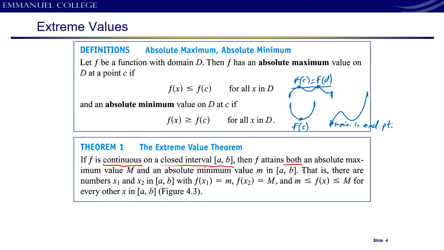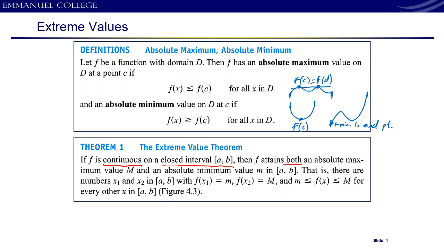So take into account what that says. If a function's continuous on a closed domain, then it's going to have both an absolute maximum value and an absolute minimum value. And everything that precedes the "then" is important. You can't have just one. You have to have that it's continuous, and you also have to have that the interval is closed.